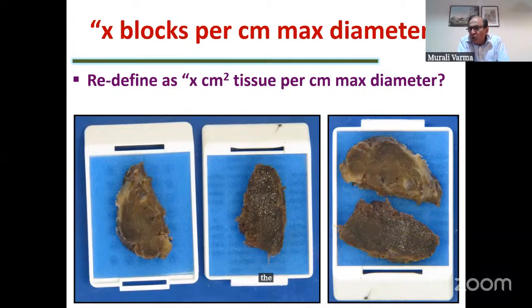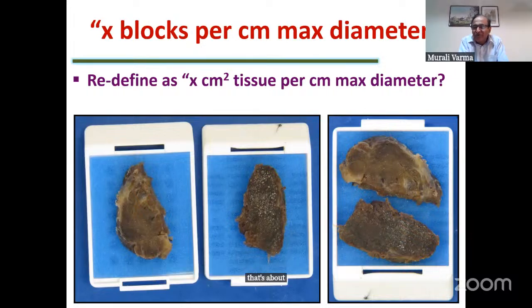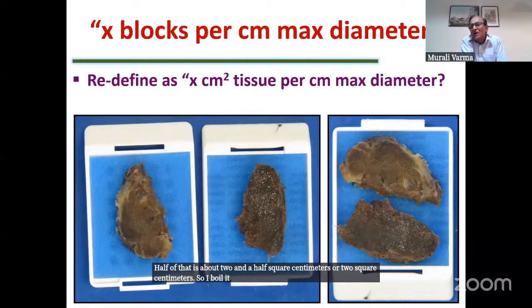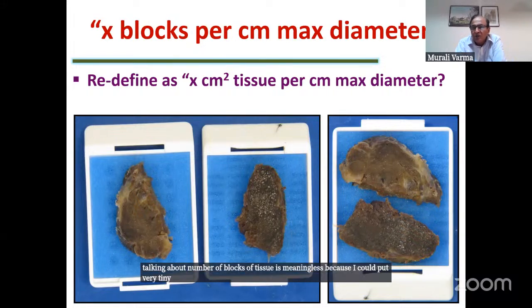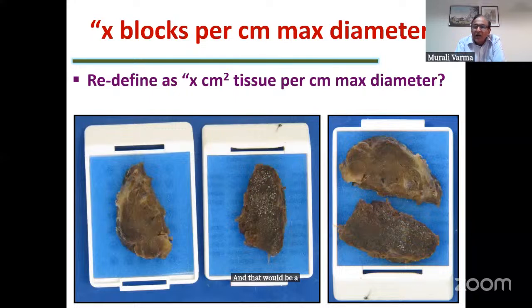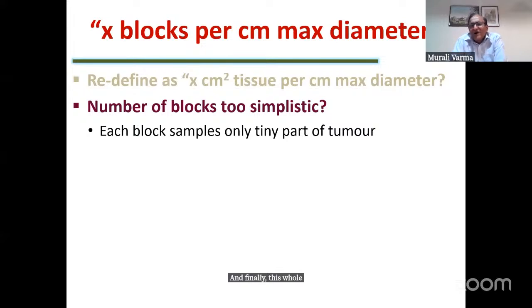If you almost fill up the cassette, not fill it up, where you leave enough space for formalin to go through, that's about 5 square centimeters. Half of that is about 2.5 square centimeters or 2 square centimeters. So you eyeball it and you have an idea about how many square centimeters. So if our guidelines want to talk about the amount of tissue that is submitted, I think we should talk about so many square centimeters of tissue. Talking about number of blocks of tissue is meaningless, because I could put very tiny bits of tissue into a block and that would be a block, or I could fill up the block with tissue and that would also be 1 block. And finally, this whole idea of number of blocks is anyway far too simplistic.